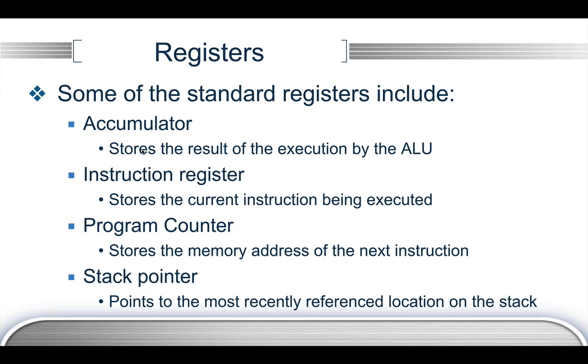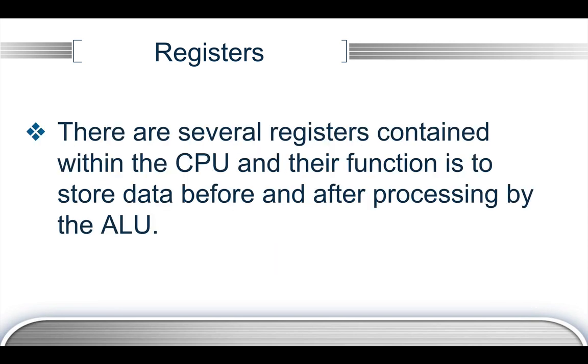Okay. These are the registers that are really important that you need to remember. The instruction register and the program counter. I remember seeing these in the fetch bit of the fetch execute cycle. The instruction register stores the current instruction being executed. The program counter stores the memory address of the next instruction. So the instruction register stores the current instruction. The program counter stores the address in RAM of the next instruction.